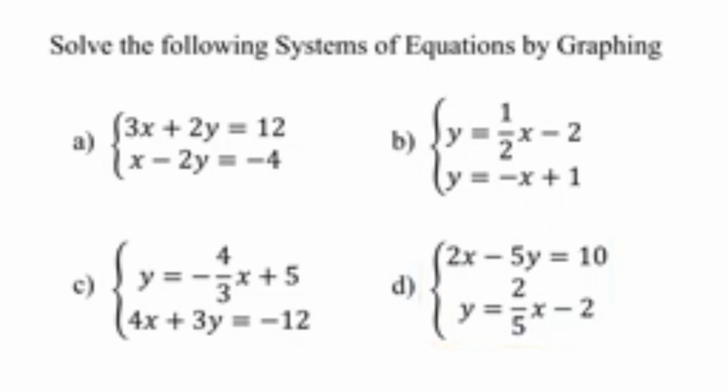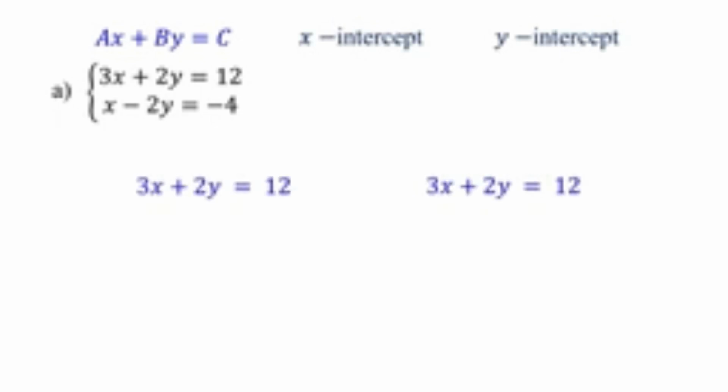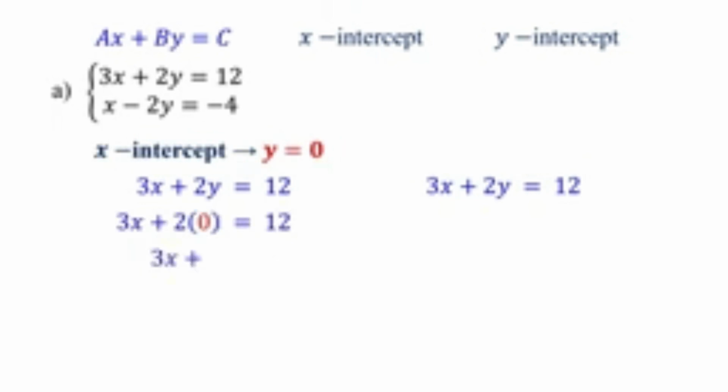The first step in solving a system of equations graphically is to plot the graph of each equation. In this example, both equations are given in standard form, and the most straightforward method for graphing such equations is the intercept method. So, we will start by finding their x-intercept and y-intercept. Let's begin with the first equation. The x-intercept occurs when y is 0, so replace y with 0 and solve for x. 2 times 0 equals 0. So we are left with 3x equals 12.